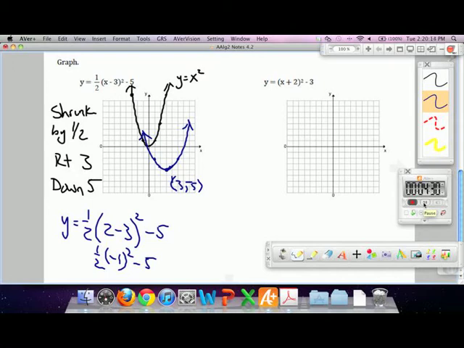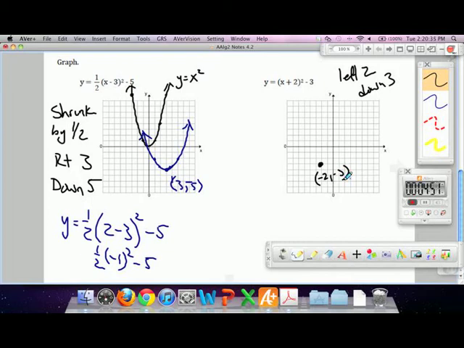Left 2. Going left 2, down 3. So we'll go left 2, down 3. So the vertex is at (-2, -3). Is it stretched or shrunk by anything? No, it's the same general shape.